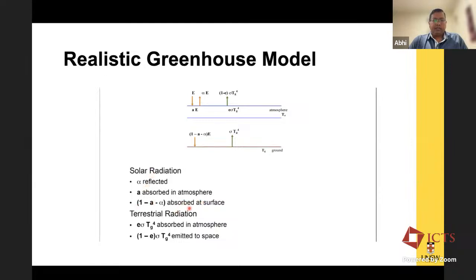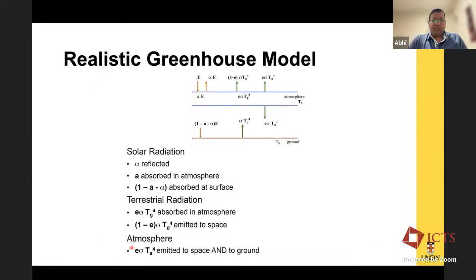Next, we can look at the terrestrial radiation. So whatever is now emitted in the infrared, you can see at the atmosphere level you have this function here, which is E, the emissivity, times sigma times Tg to the power 4, and that is what is also emitted from here. You can see at the top of the atmosphere, you have 1 minus E times sigma Tg to the power 4, which is emitted up. So this is this number here.